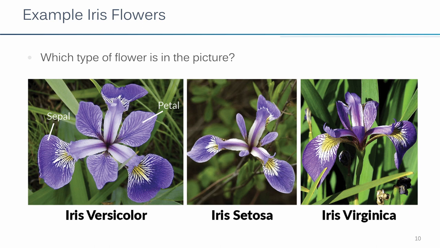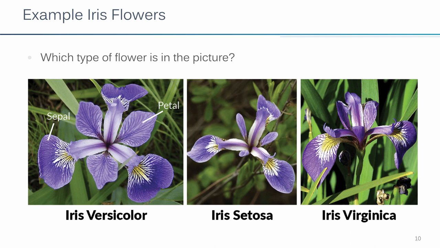There's three different types. So to us, they almost look the same, but there are specific features that are different. So the sepal is one part of the blossom and the petal, and they have specific widths and lengths. And if you measure these things, you can actually classify which one is which. Or even from the image, you can classify which one is which.